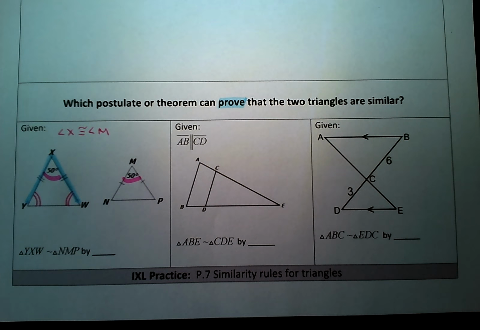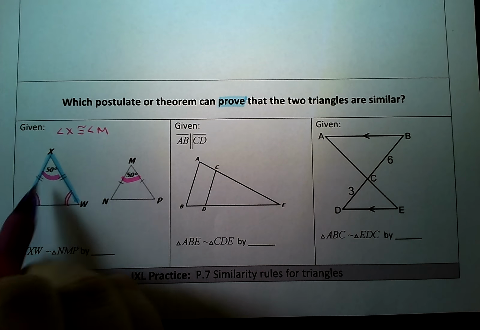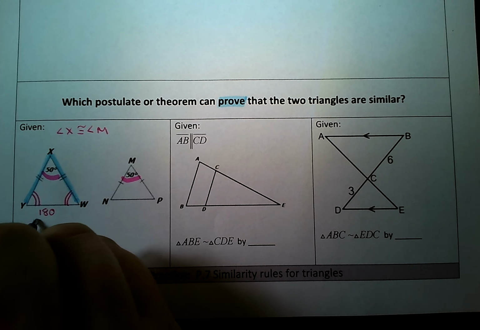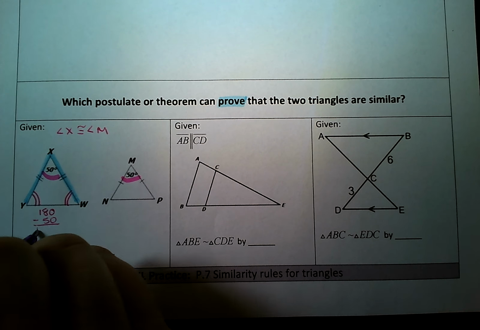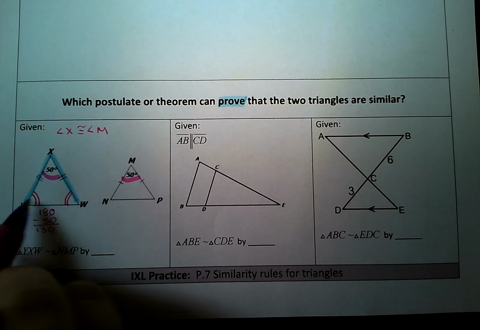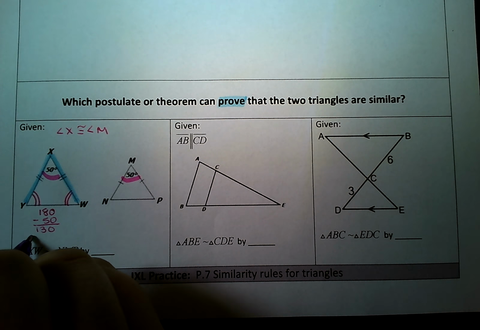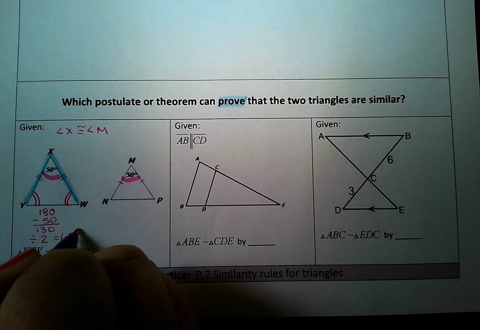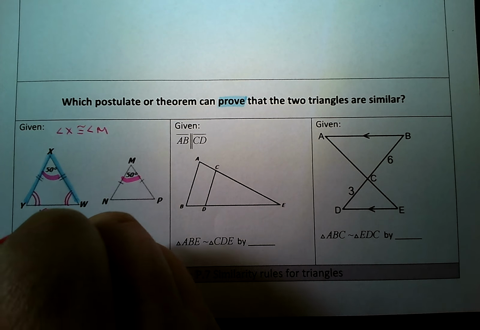Now, how do I figure out what those base angles are? Well, there's 180 degrees total in a triangle. We've used up 50 degrees for that top angle, so there's 130 degrees left to split between these two angles. So 130 degrees divided by 2 leaves me with 65 degrees for these two angles.